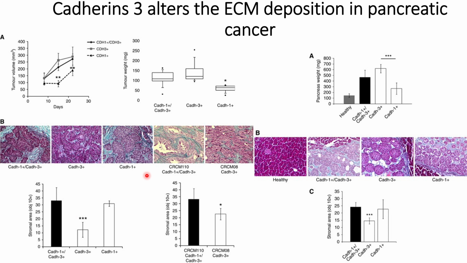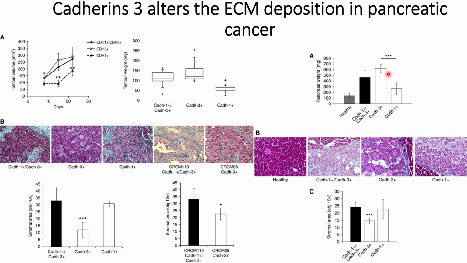stroma formation. And in order to validate these things, they checked the pancreas weight in different conditions. In healthy conditions, the pancreas weight is considered as 150, but where both Cadherins are present, that is when the mouse is injected with wild type BXPC3 cell lines, they see an increase in the pancreas weight. And when Cadherin-1 knockdown is used, they see a further increase in the pancreas weight.